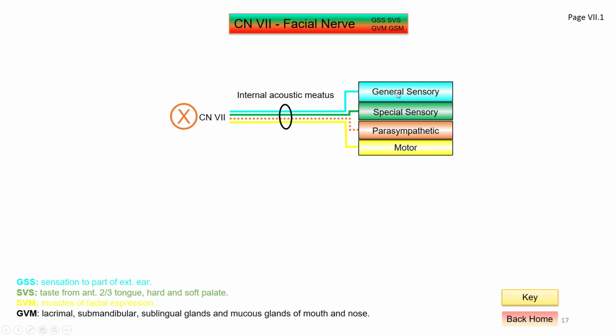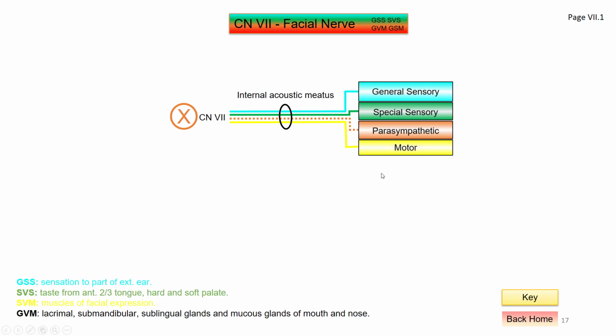General sensory, special sensory, parasympathetic, and motor. The general sensory is for sensation from the external part of the ear. The special sensory, or special visceral sensory, is from the anterior 2/3 of the tongue, and from the hard palate and soft palate. But I would say the most important is that you know that it is the anterior 2/3 of the tongue that receives special sensory fibers from the facial nerve. Then your parasympathetic fibers are going to be important, for instance, for tear production from the lacrimal gland and for saliva production from the submandibular and sublingual glands. And most importantly here, the motor fibers.